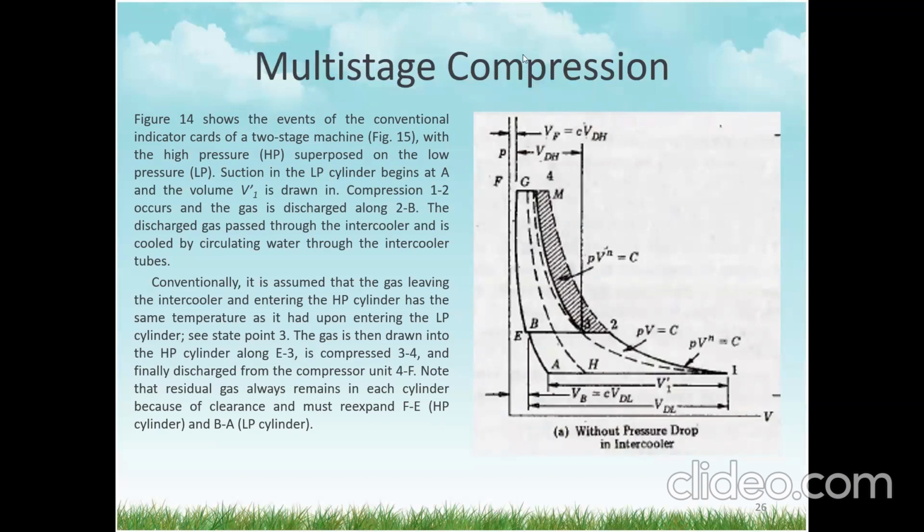It is compressed 3 to 4. There is no suction here, no suction. And finally it is discharged from the compressor unit at F. Note the residual gas always remains in each cylinder because of clearance and expands along FE, and BA in the low pressure. Get it? That is two-stage.